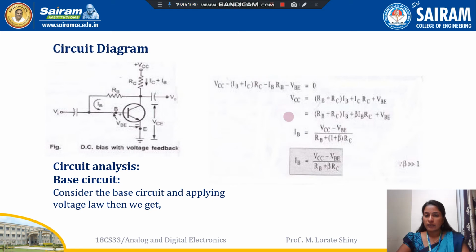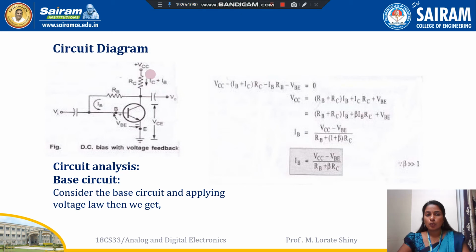So this side I have VCC. So IB I have taken commonly outside. So from that equation I can find IB. IB is equal to VCC minus VBE divided by RB plus (1 plus beta) RC. This is IB. But I need IC value. IC formula I know. IC is equal to beta into IB. So I'll substitute the IB value in that equation. IC is equal to beta into this value. So this is one of my operating points.